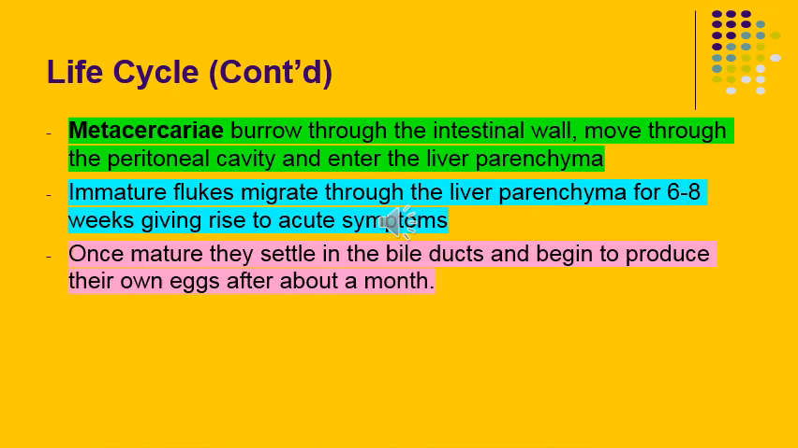After that, the metacercaria is ingested. It will burrow through the intestinal wall, move through the peritoneal cavity, and enter the liver parenchyma. Immature flukes migrate through the liver parenchyma for 6 to 8 weeks, giving rise to acute symptoms. Once mature, they settle in the bile ducts and begin to produce their own eggs after about 1 month.